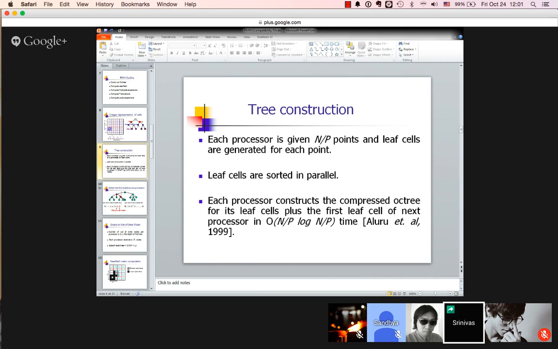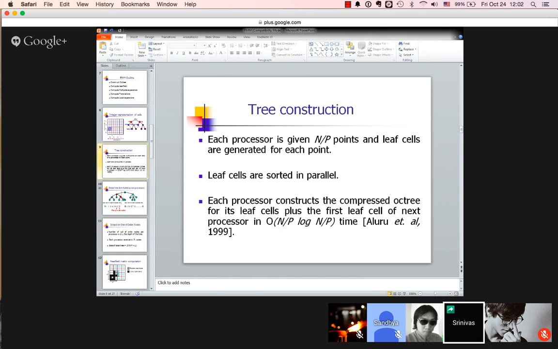So now you have your N over P points and the one borrowed point, your cells and one borrowed cell. And using them, everybody in parallel runs a sequential reconstruction algorithm to construct a tree on the points that they have.